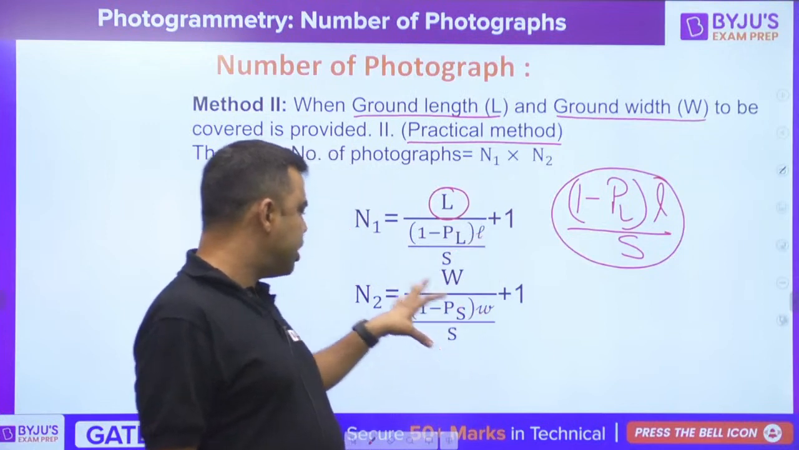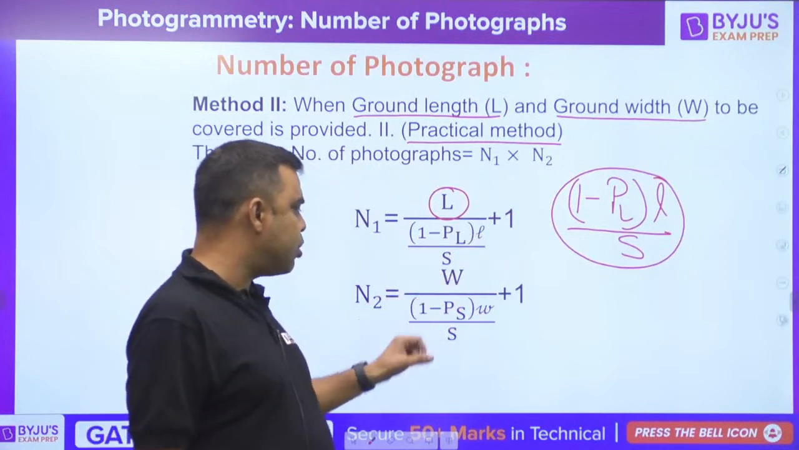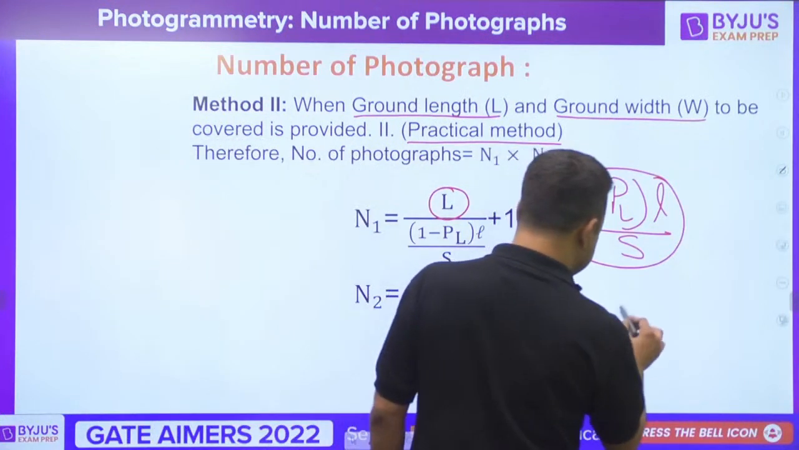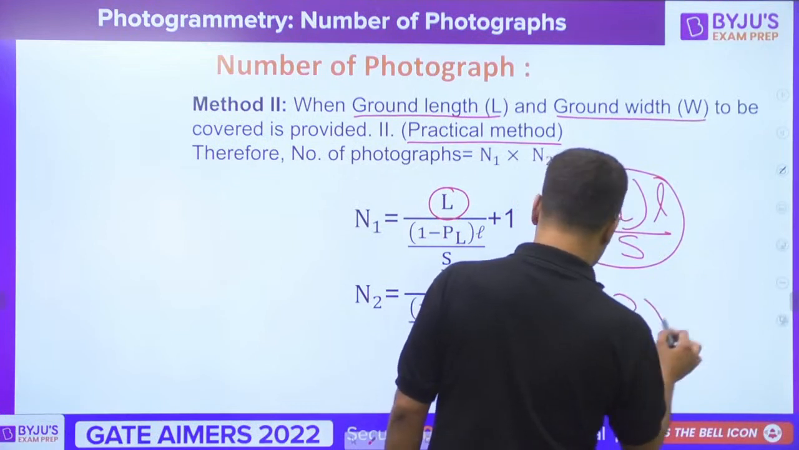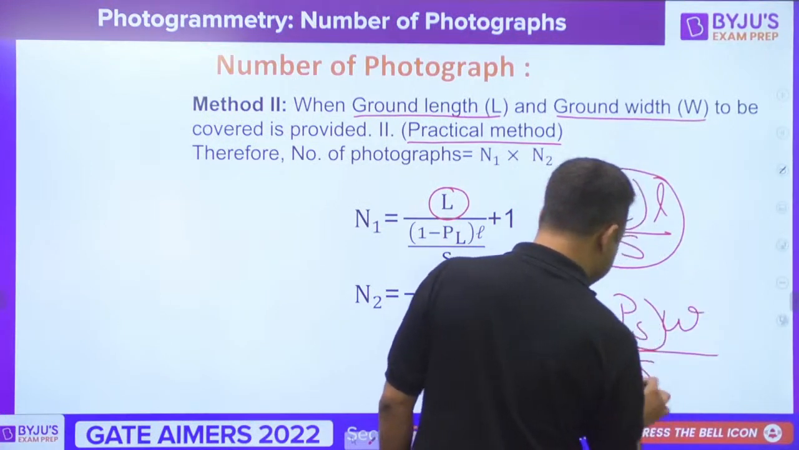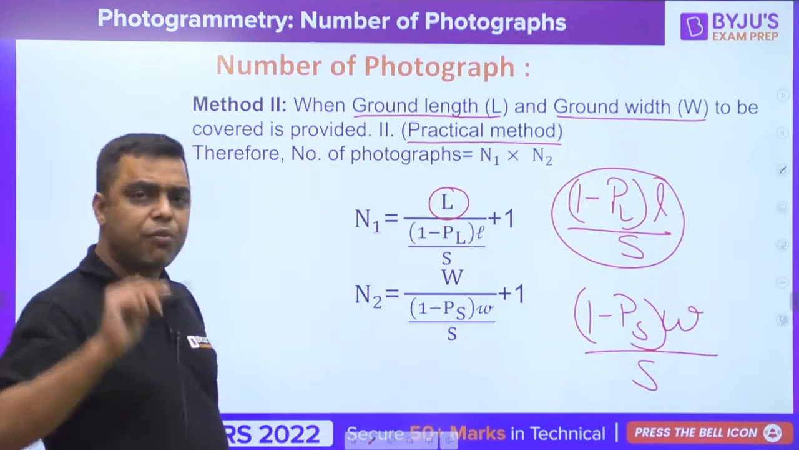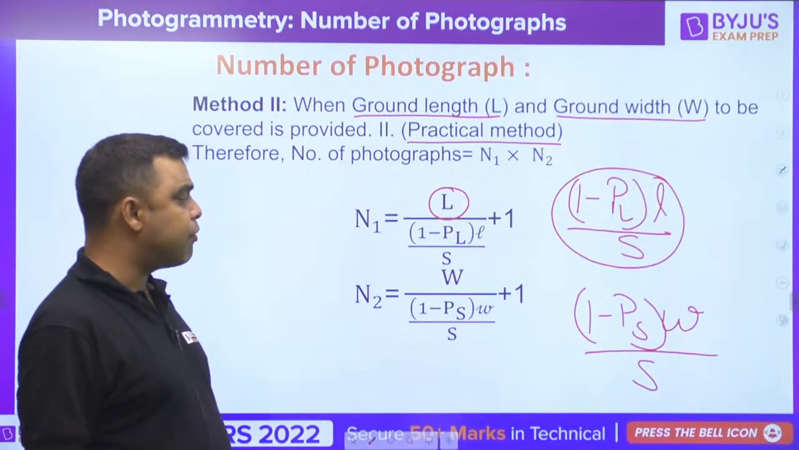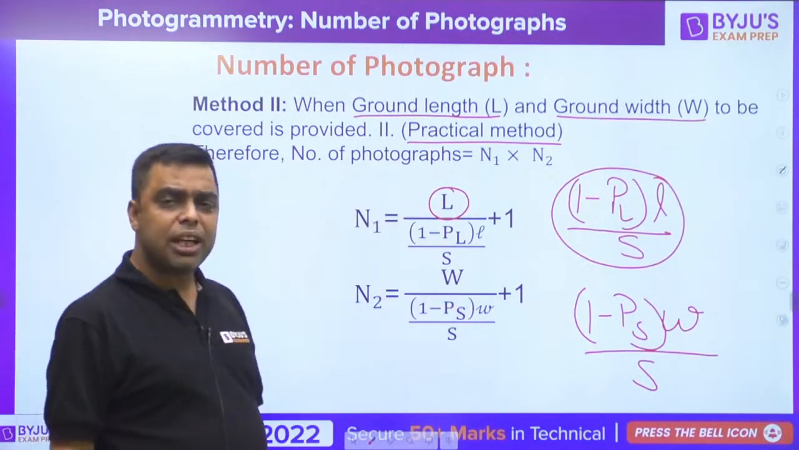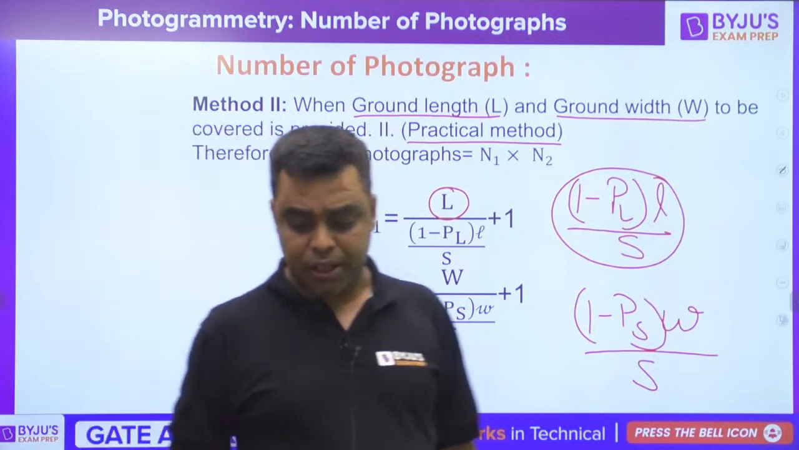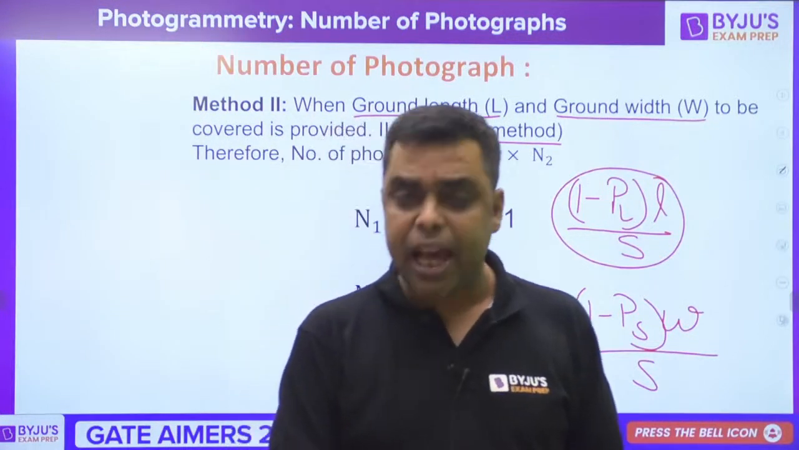Similarly, we do in case of width, that is capital W divided by (1 minus PS) into small w divided by S. This is the ground width covered by one photograph. And guys, in both the cases we add plus 1.